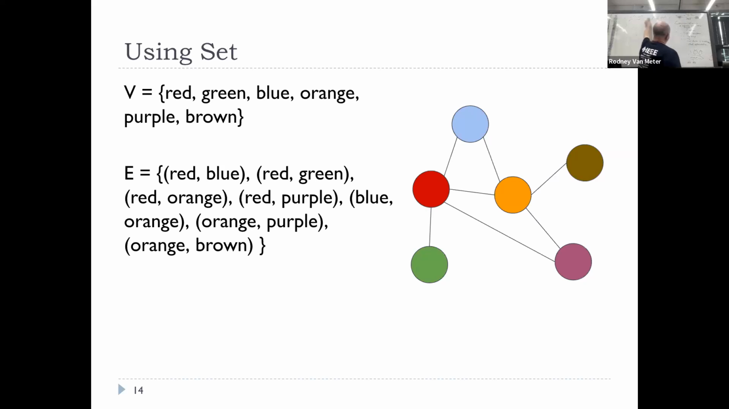These black markers don't erase as well. The black. So for a graph, we'll often use the letter G, and we'll write it like this.